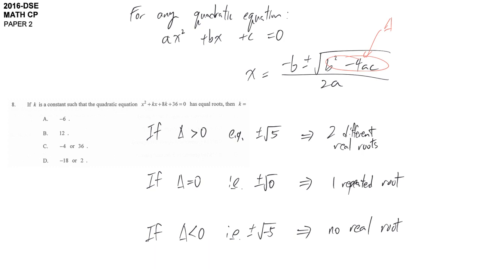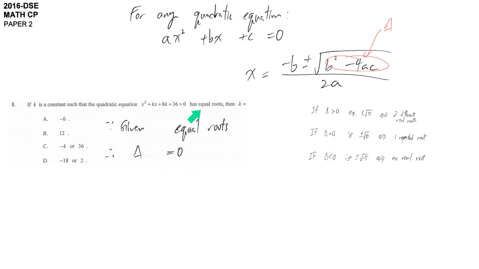And beware that this is a two-direction conclusion, which means if they say that there is one repeated root, you know automatically that the indicator delta equals 0. So applying to this case, they say one equal real root, so they imply that the indicator is equal to 0. In this question, given there are equal roots, we know the indicator equals 0. That means b squared minus 4ac is equal to 0.